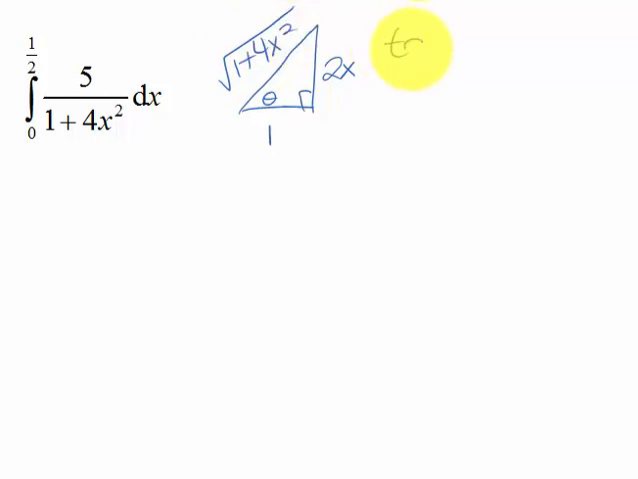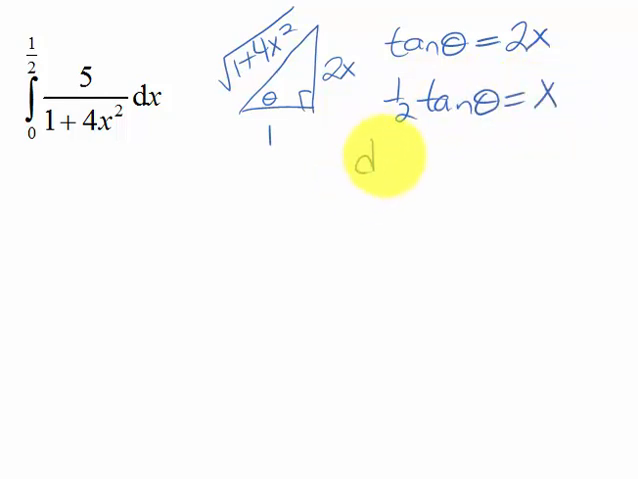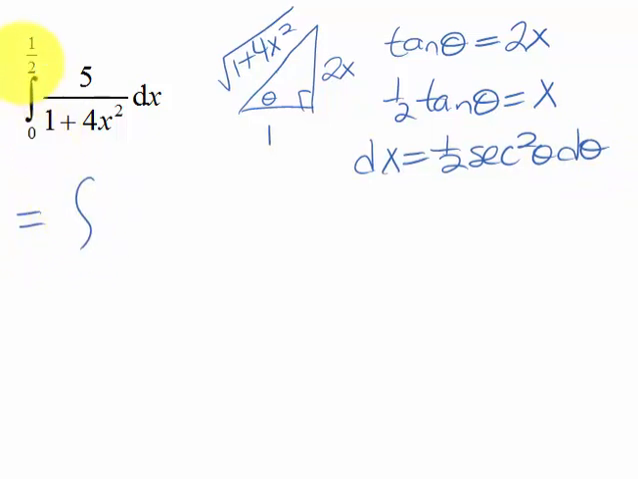So I'm going to use tangent theta, and that's going to be opposite over adjacent. And so I could solve this for x and have 1/2 tangent theta equals x. Well, let's go ahead and find the dx. So that's going to be 1/2 secant squared theta d theta. When I do the substitution here, I need to either replace these limits of integration in terms of theta or do it generally and then resubstitute.